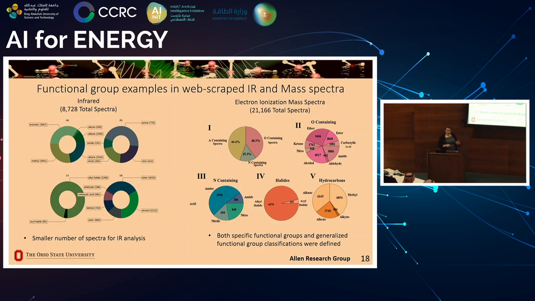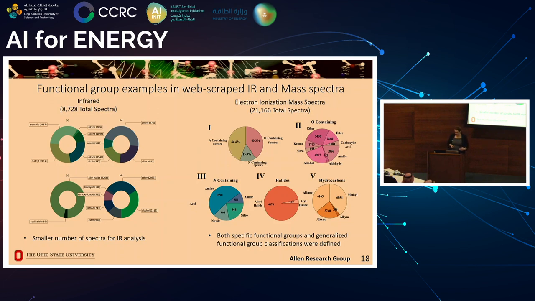And so when we look at the web scrape data that we were able to collect, we were able to collect just shy of 9,000 IR spectra. And then on the other hand, we were able to collect over 20,000 mass spectra, all from the same website. So these are pretty typical sizes when we think about a whole data set for machine learning approaches.